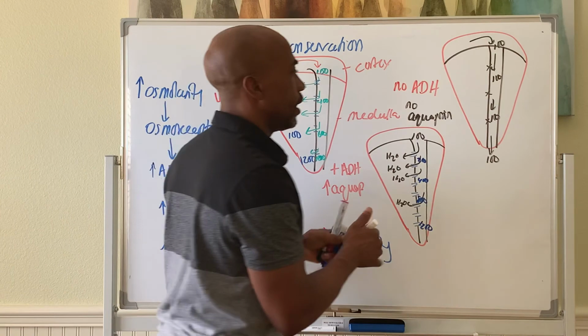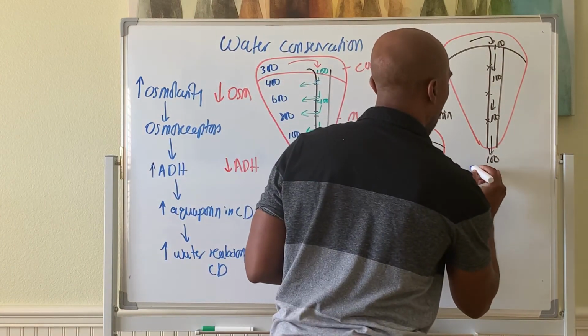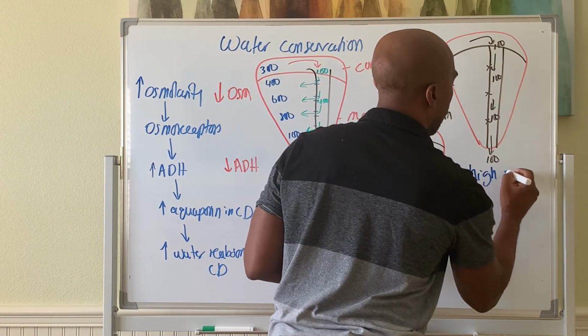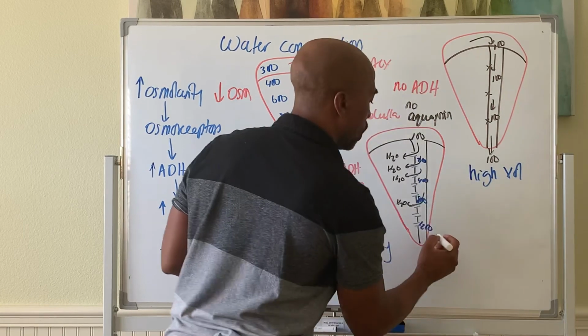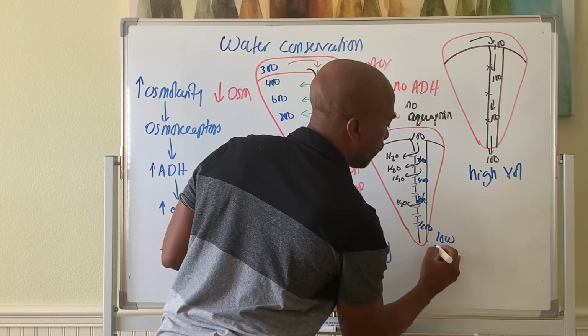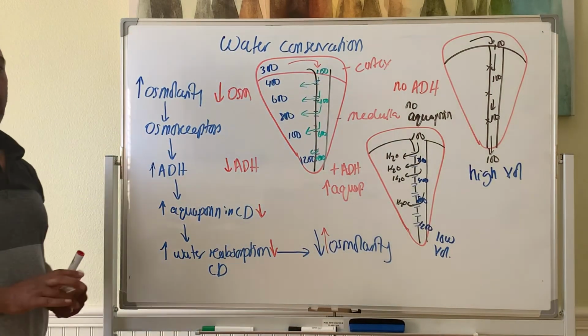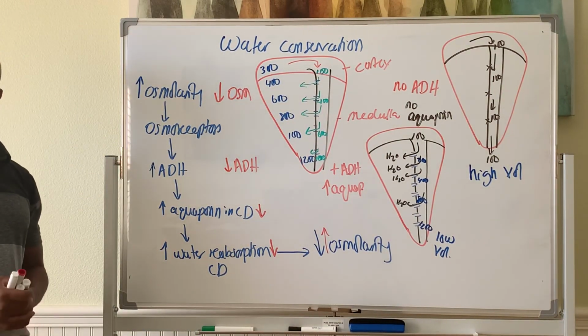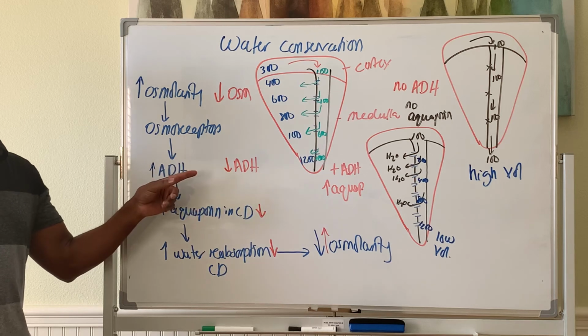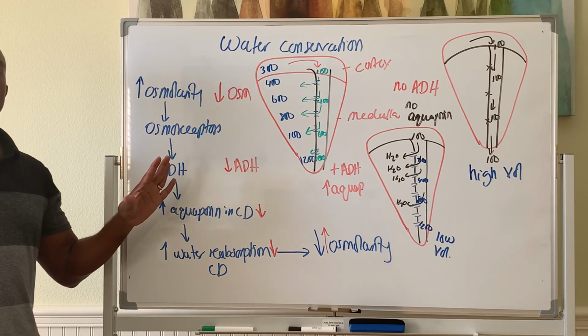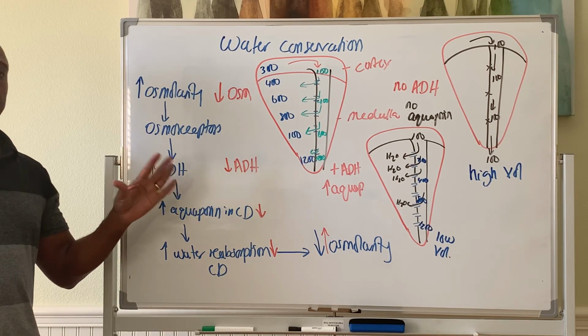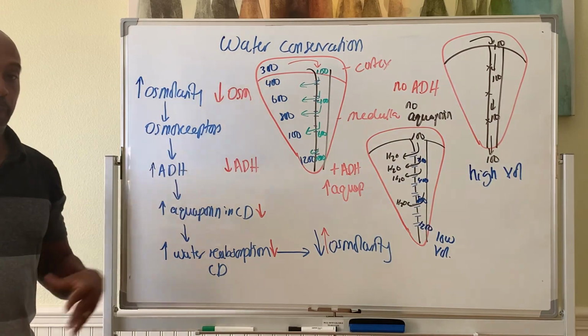Here, this is a high volume of urine in that case. This is low volume of urine when you are on a hot day. That's how you control your water in the urine, by how much ADH you make, which is in turn driven by whether your blood osmolarity is high or low.